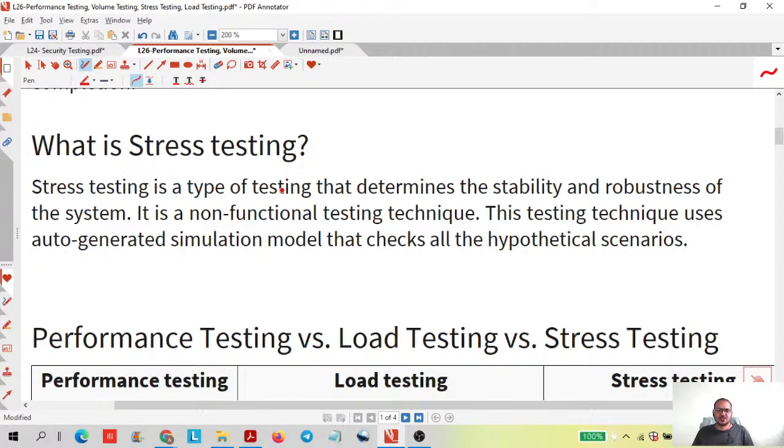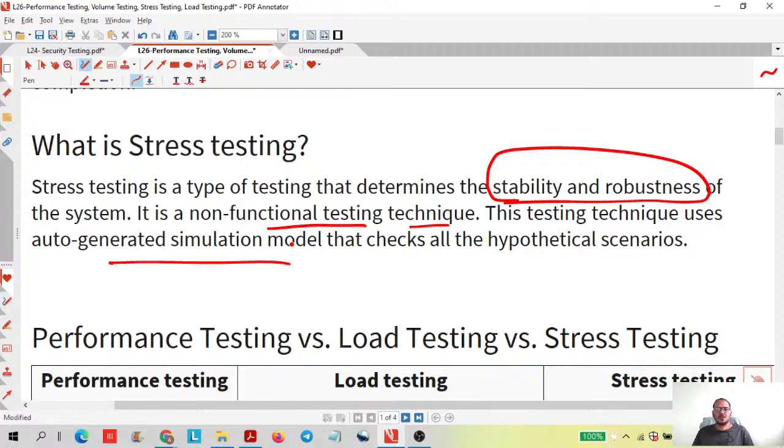Stress testing is a type of testing that determines the stability and robustness, security, how strong the application is, the robustness of the system. It is a non-functional testing technique, and this technique uses an auto-generated simulation model that checks all the hypothetical scenarios.